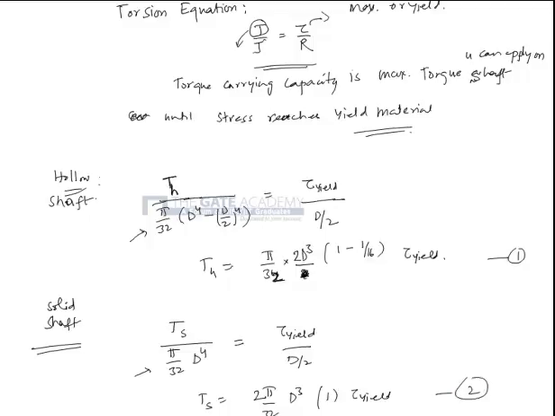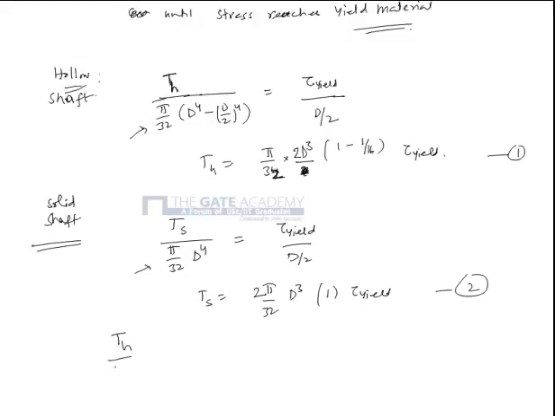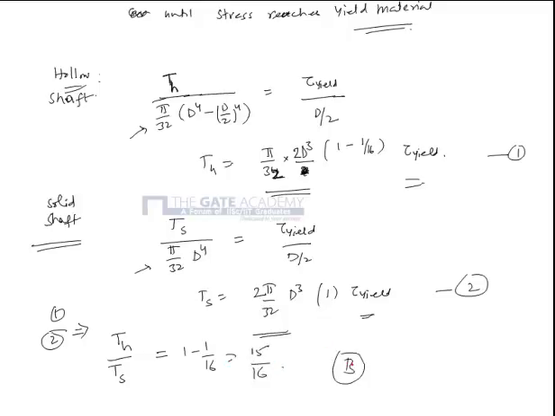Now the ratio, what is asked? The ratio of the torque carrying capacity of the hollow to the solid shaft. If I divide 1 by 2, I get TH by TS. The other things remain constant, tau yield is constant, so it is basically 1 minus 1 by 16, or 15 by 16. So the answer is B. Thank you.